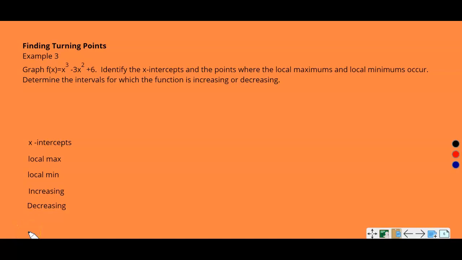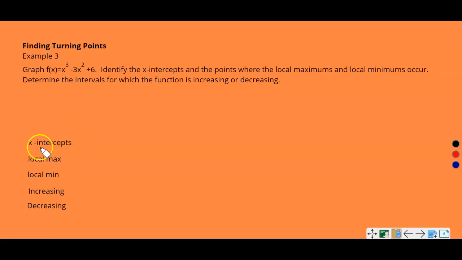All right, this is part 2 of analyzing graphs of cubic functions. We are on example 3. Graph f of x. Identify the x-intercepts and the points where the local maximum and the local minimum occur. Determine the intervals for which the function is increasing or decreasing.